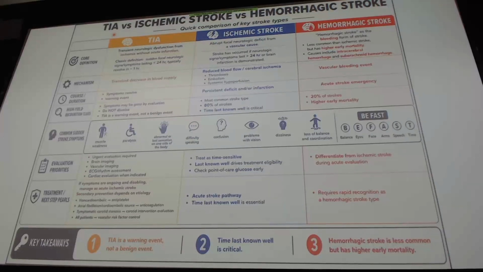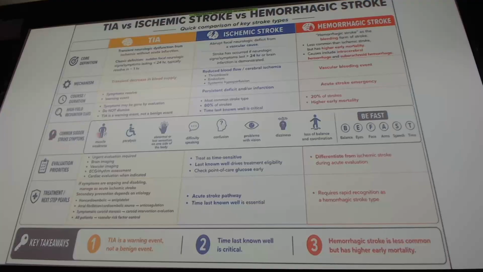All right, so last time we covered TIA versus ischemic stroke versus hemorrhagic stroke. TIAs happen really quickly and resolve within 24 hours. It might not be a complete loss of blood flow, but we see decreased perfusion. We treat that as a warning symptom. We should still do the full urgent evaluation.